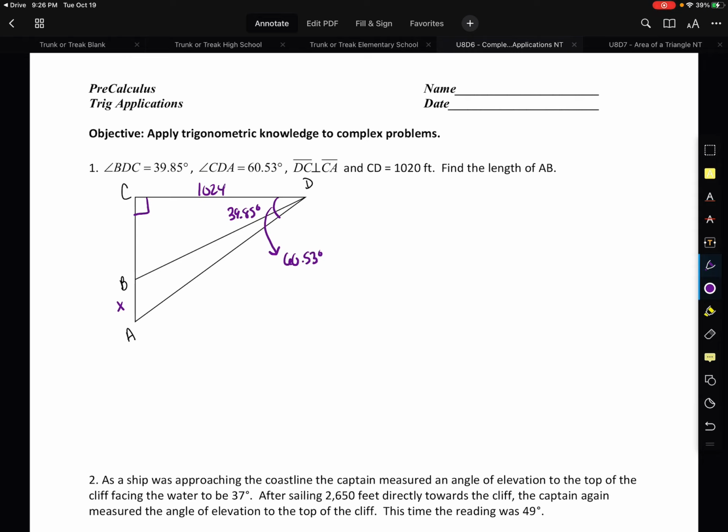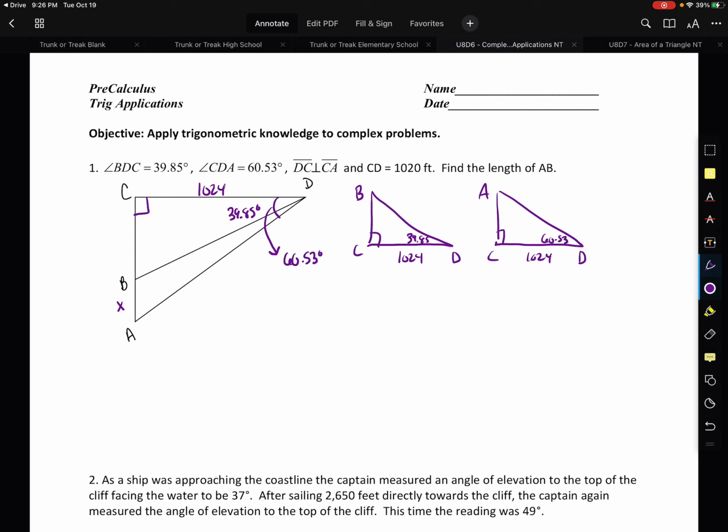There are a few different ways to do this, but what I like to look at is the fact that I have two triangles. I've got C, D, B, and C, D, A. In both situations, CD is 1,024, but they have different angles: CBD is 39.85, but CDA is 60.53.